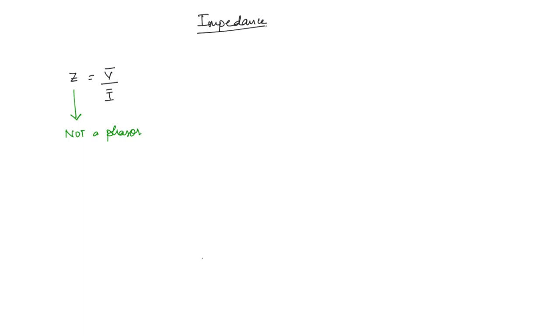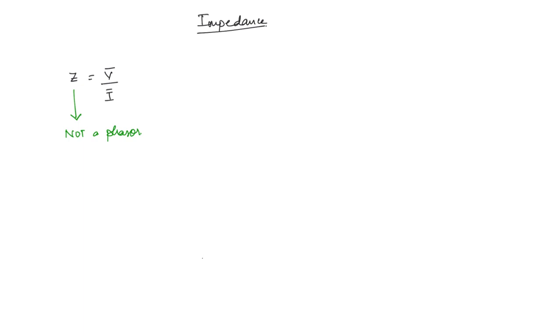Because it is not a rotating vector. It is not a sinusoid. It cannot be represented in a sinusoidal form, right? But it will have a real and imaginary part. It will have a magnitude and a phase angle. The only reason that it is not a phasor is because it is not a sinusoidally varying quantity.